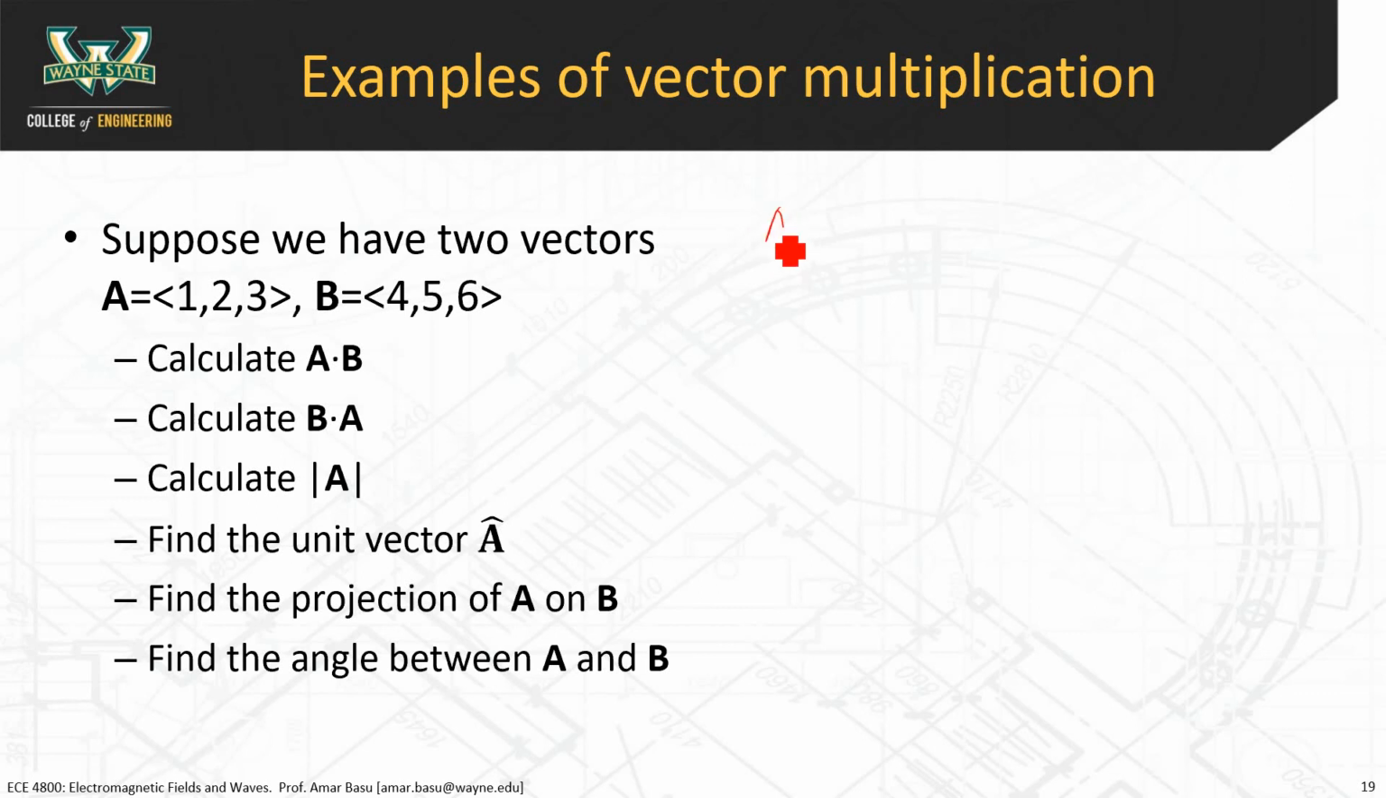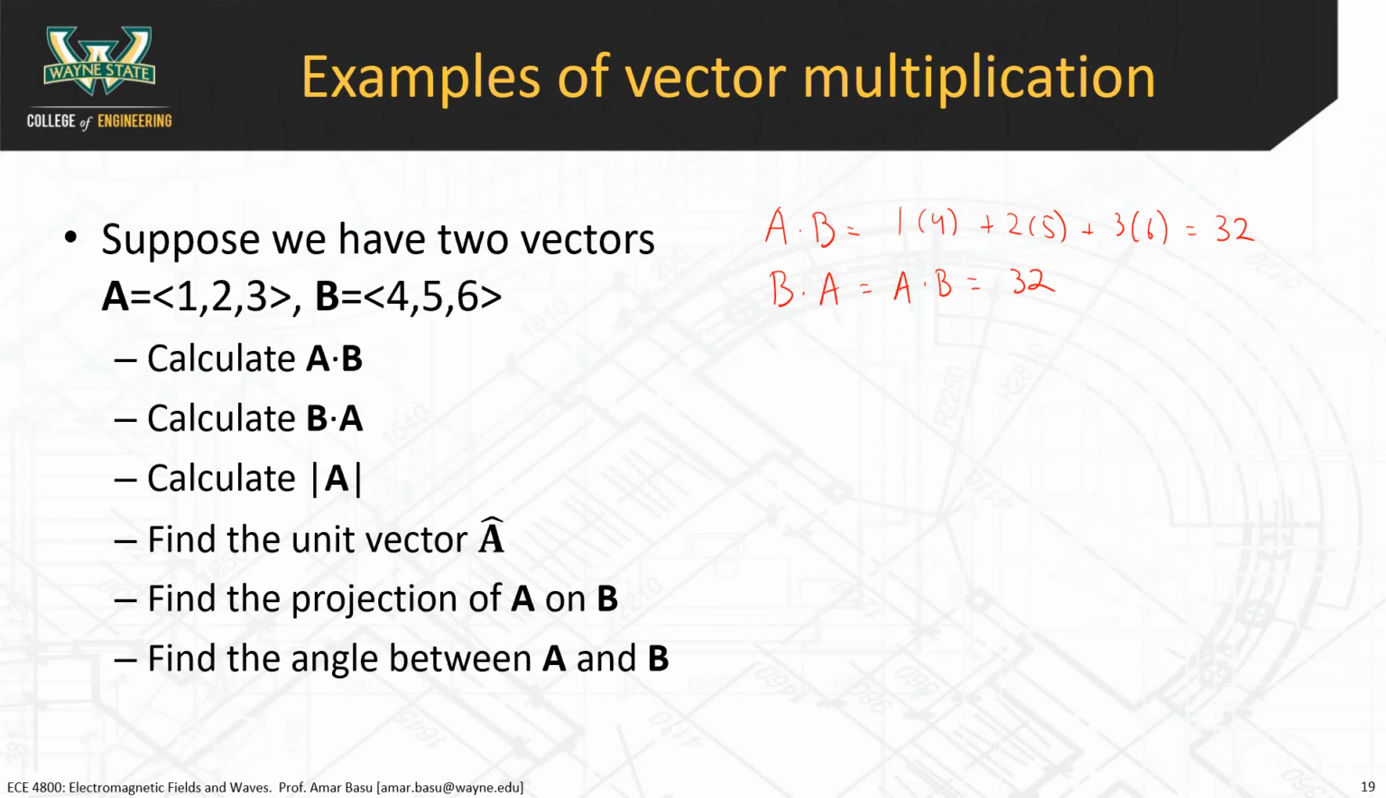A dot b is equal to 1 times 4 plus 2 times 5 plus 3 times 6. So 4 plus 10 plus 18. 18 plus 10 is 28, plus 4 is 32. Okay, what is b dot a? Well, we know that b dot a is just equal to a dot b. So this is equal to 32.